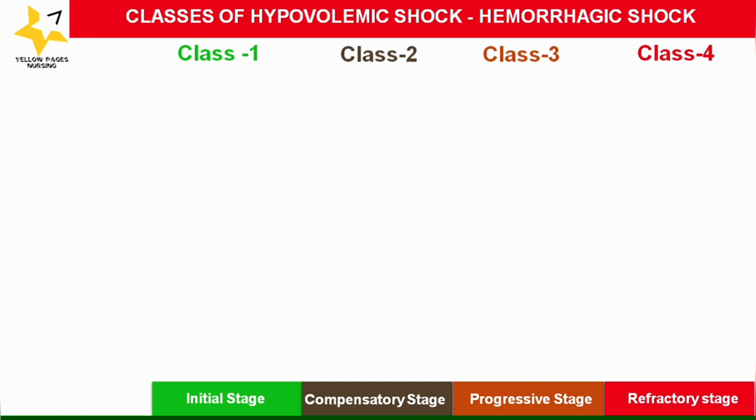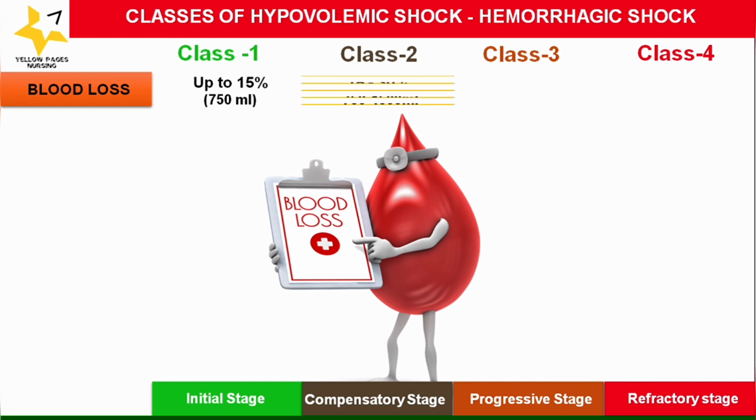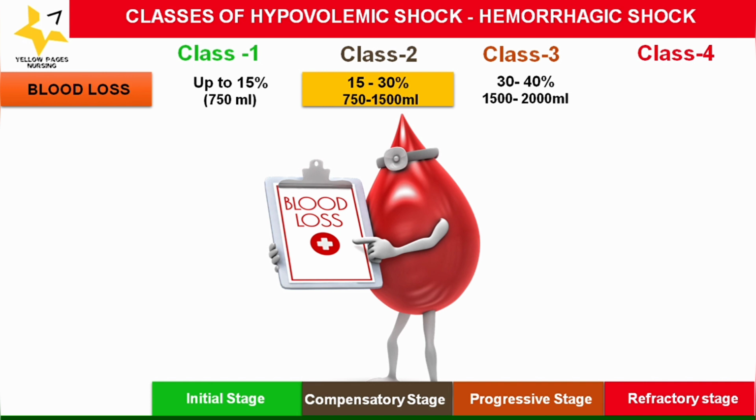Now, let's discuss each one based on the amount of blood loss. Class 1 up to 15%, that is 750 ml of blood loss. Class 2 15 to 30%, that is 750 to 1500 ml of blood loss. Class 3 30 to 40%, and that is 1500 ml to 2000 ml blood loss. And class 4 includes over 40%, that is more than 2000 ml of blood loss.